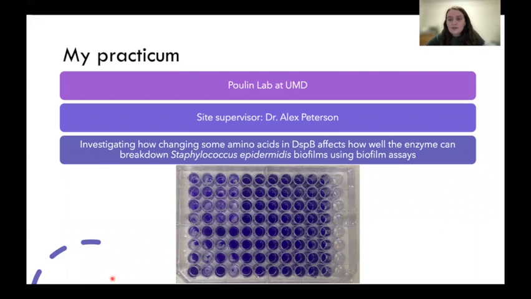This is an example of a biofilm assay. This is a 96-well plate. In each well, we grew a biofilm and put either a mutant enzyme or different concentrations of an enzyme to see how it could break down the biofilms. The more purple in the wells, the more cells remain, meaning the less the enzyme dispersed the biofilm.